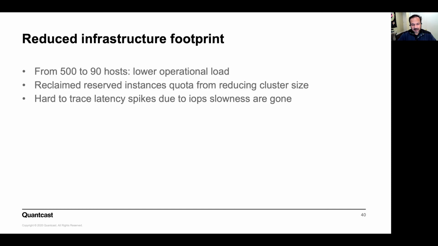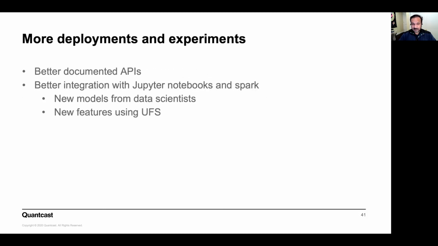We were able to stop the tail latency spikes due to IOPS slowness. Those are gone now. It's a much more consistent latency performance at this point. Aerospike is a more modern database system. It has better documented APIs. This has helped us with our new product releases. The new databases are better integrated with Jupyter notebooks and Spark. This has helped our data scientists to test out and release new models.